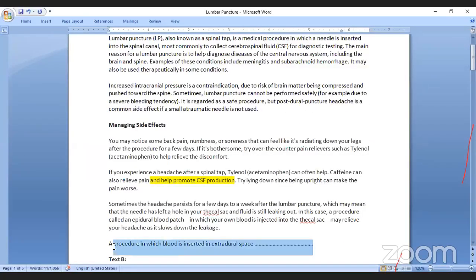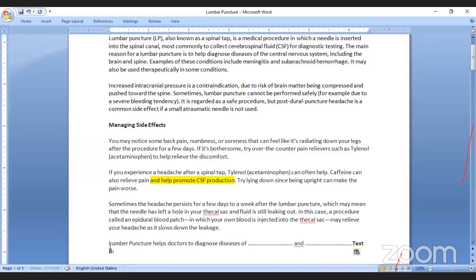Don't tell me, just write in the chat. Your answers should be in the chat only. Try to find the answer. This is your text A. Try to find the answer and write it in the chat.